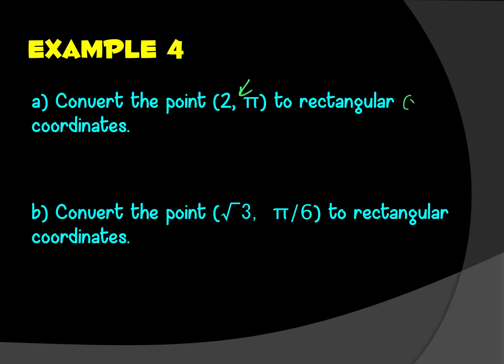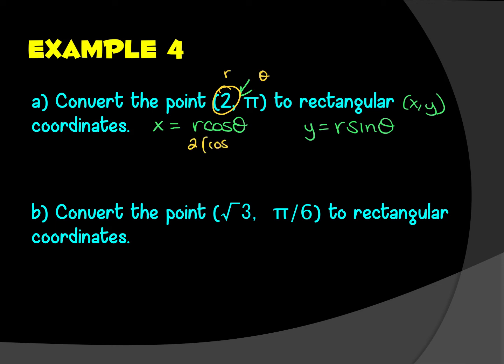So remember for rectangular, there's 2 parts, x and y. The x equals r cosine theta, and the y equals r sine theta. So I get the r from the 2, that's my radius, this is r, this is theta, and then times the cosine of pi, and then 2 times the sine of pi. I would use my unit circle, I would locate pi, I would see that the coordinate point there is -1, 0, or hopefully you know that by now.